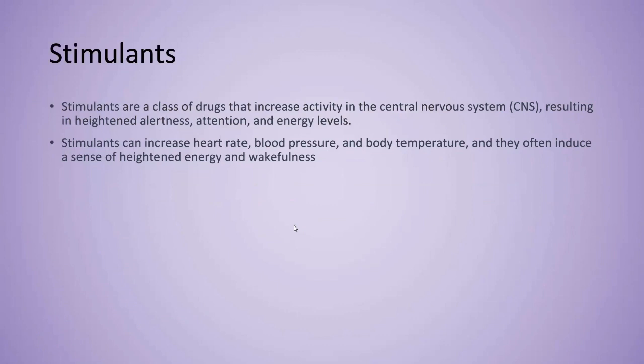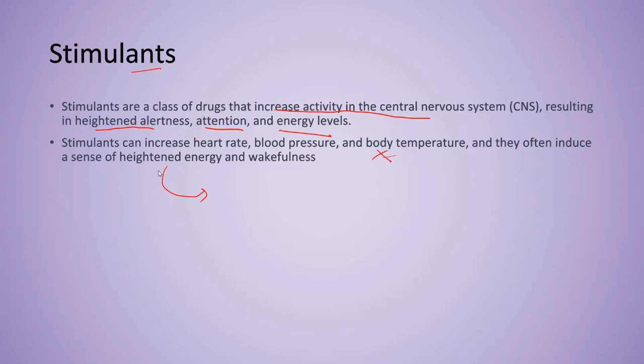Stimulants are a class of drug that increase activity in the CNS. Why people take stimulants, as you all probably know, Adderall and cocaine and so on: other than causing euphoria, they increase your alertness, attention, and energy levels. They also increase heart rate, blood pressure, and body temperature. Even hallucinogens can cause heart rate and blood pressure to rise, but not usually body temperature. That is something specific to stimulants.